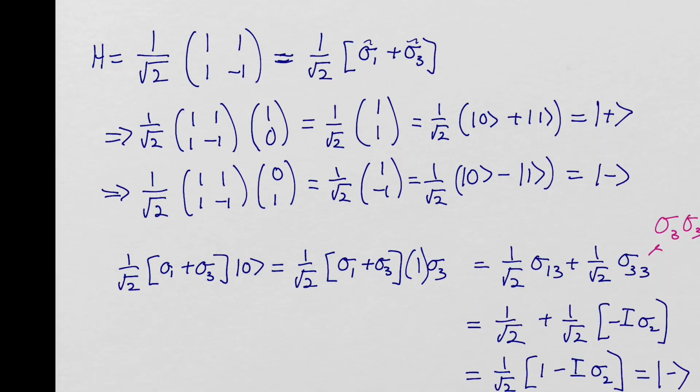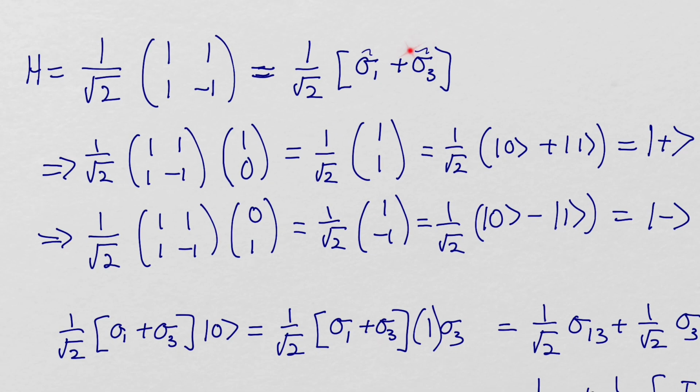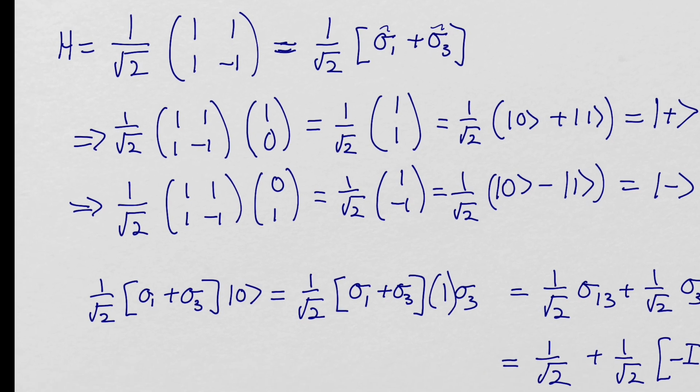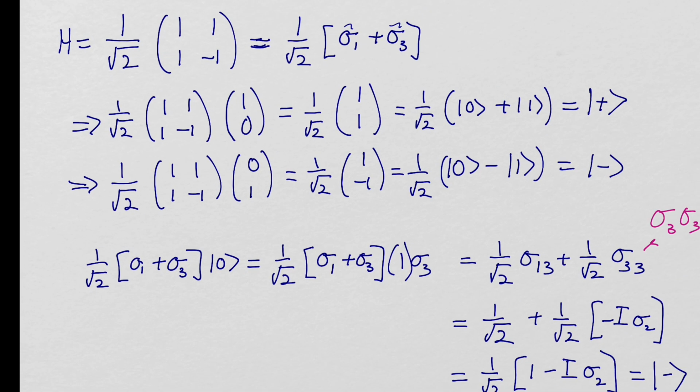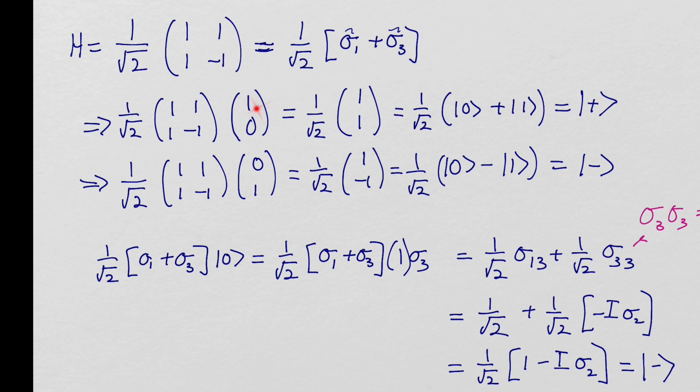All right, so now let's examine the Hadamard gate. Pretty simple idea here. The Hadamard gate is given by this matrix representation, which is given in this operator representation. So it is the sum of the Pauli 1 and Pauli 3 operators. Remember, this is the diagonal one, right? The diagonal operator.